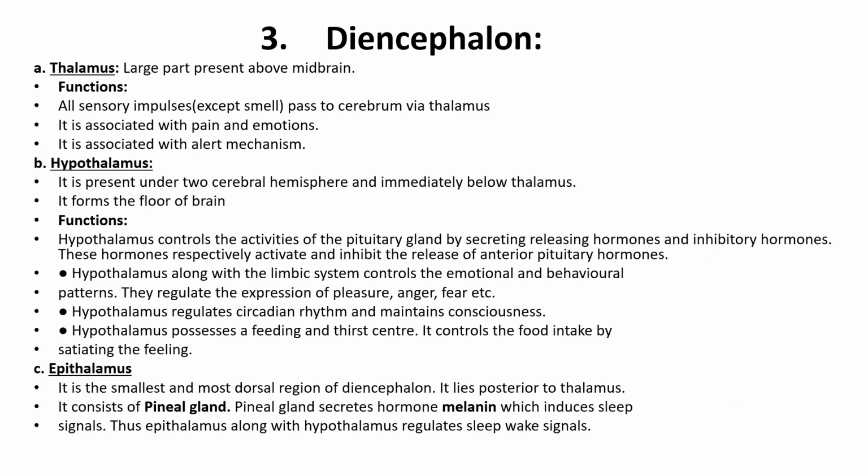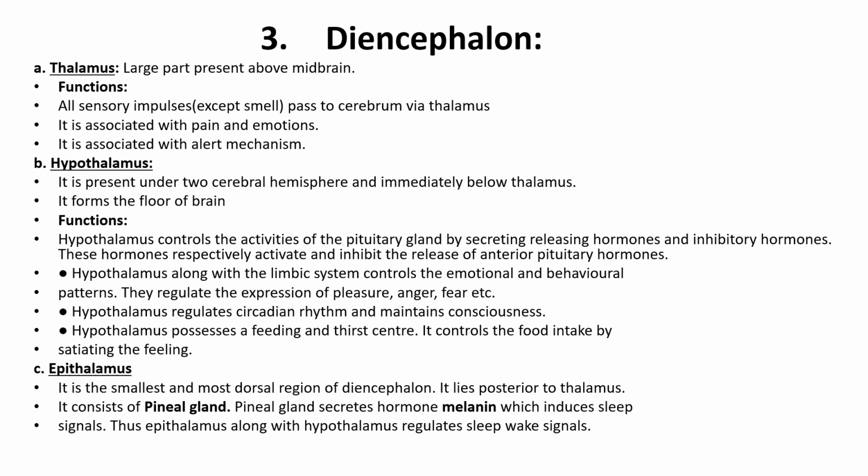Diencephalon has three parts: thalamus, hypothalamus and epithalamus. The thalamus is a large part present above the midbrain, and all sensory impulses except smell pass through to the cerebrum via the thalamus. It is associated with pain and emotion, and it is also associated with the alert mechanism.